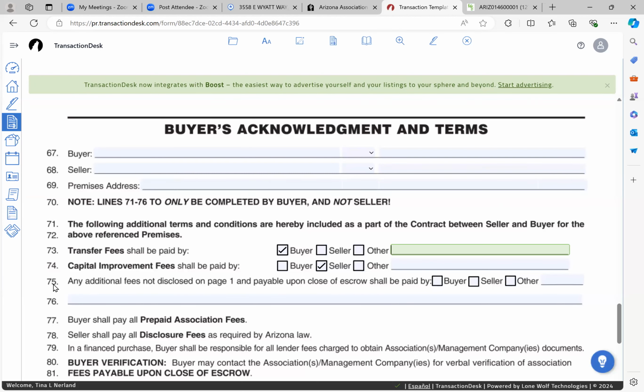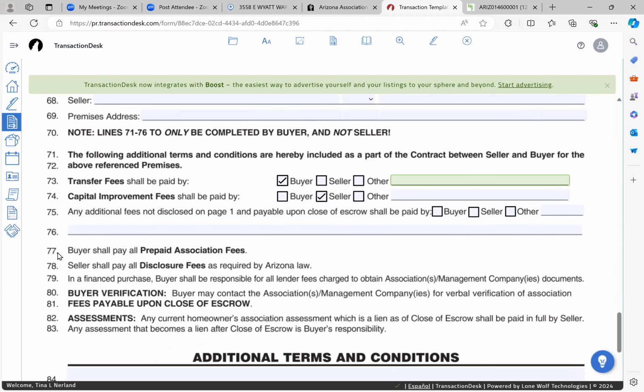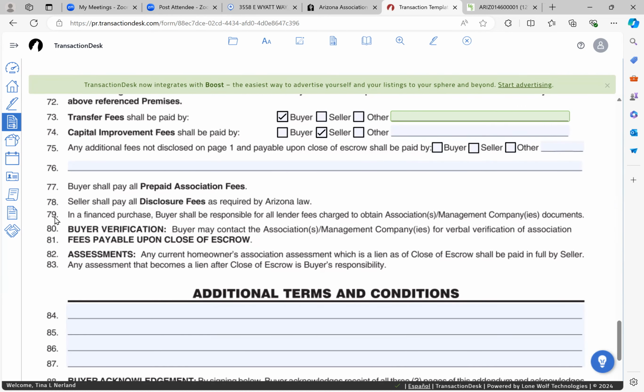Line 75 has to be checked. Please do not forget it. This is often forgotten. Any additional fees not disclosed on page 1 and payable upon close of escrow shall be paid by who? Buyer, seller, or other, 50-50. Line 75 states the buyer shall pay all prepaid association fees. This is because title takes at least 2 months, if not a quarter, or whatever is required of prepaid association fees. Seller shall pay all disclosure fees as required by Arizona law. In a financed purchase, buyer shall be responsible for all lender fees charged to obtain association management company's documents.